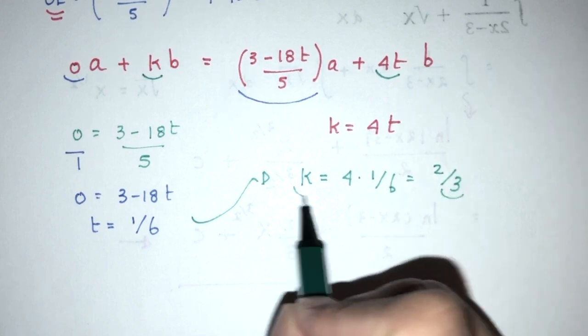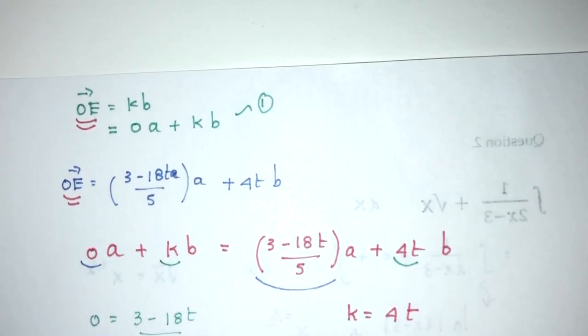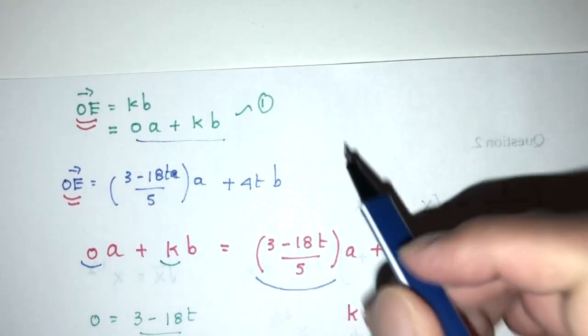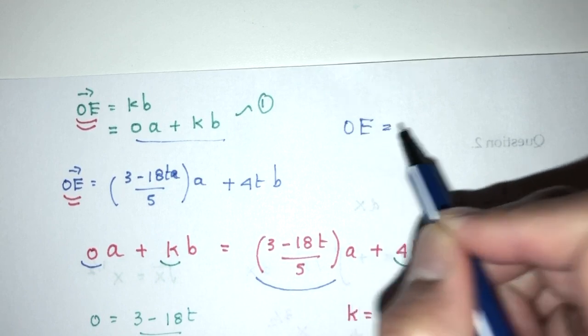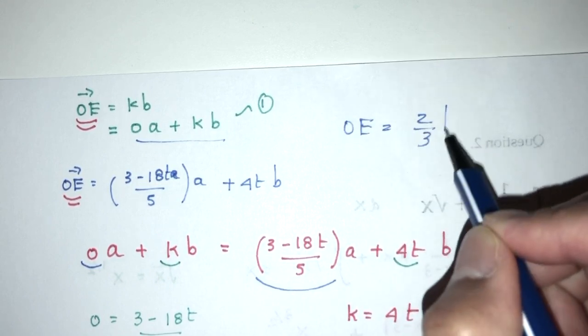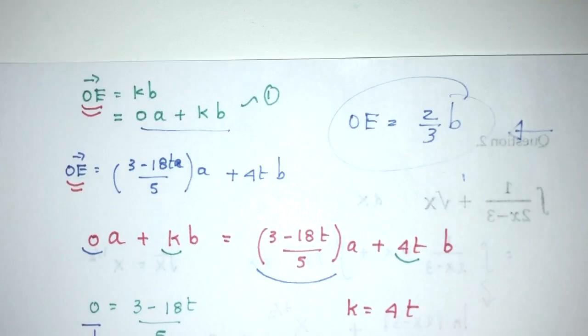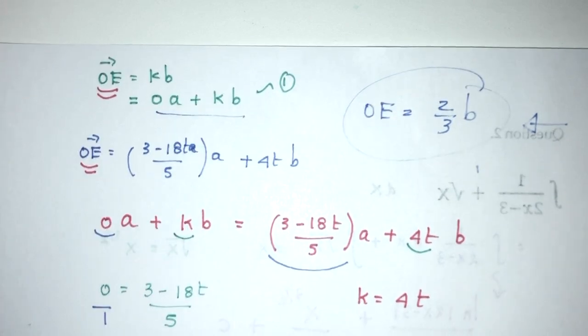So we have the value of k and the value of t. Now you can choose, you can replace in either equation. As you can see here, we can use this one. So OE has to be 0a plus k, which is 2 over 3, b. So this is the answer for part 2 of the vectors question.